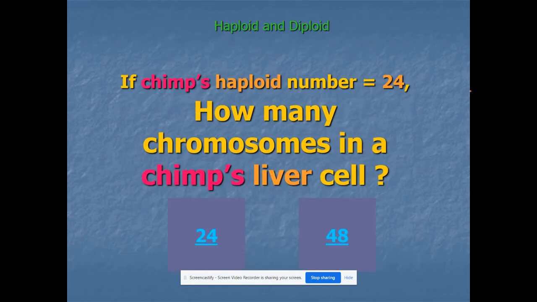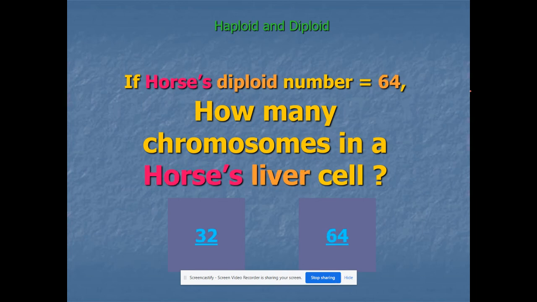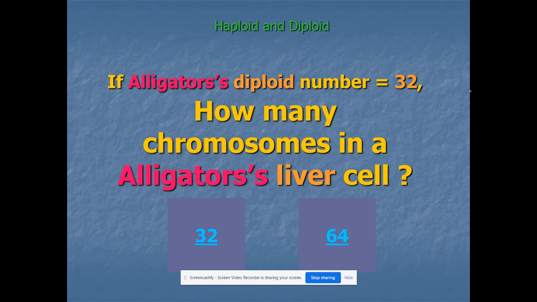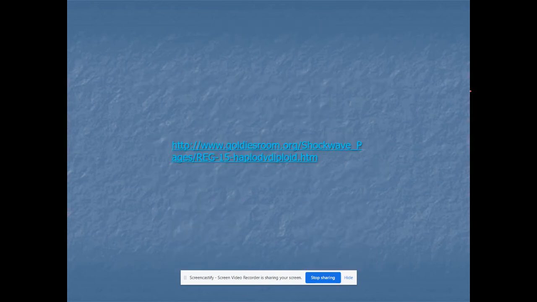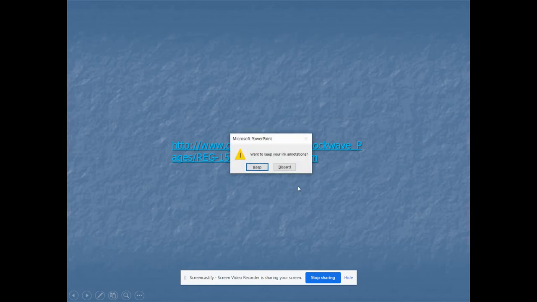Almost there. Just a couple more. Diploid number for a horse is 64. How many chromosomes in a horse's liver cell? Brandon? Yes, good. Alligators. Diploid number is 32. How many chromosomes in an alligator liver cell, Justin? 32, very good. A dog's diploid number is 78. How many chromosomes in a dog's sperm cell, Angelina? Very good. All right, you guys got it. Good stuff.